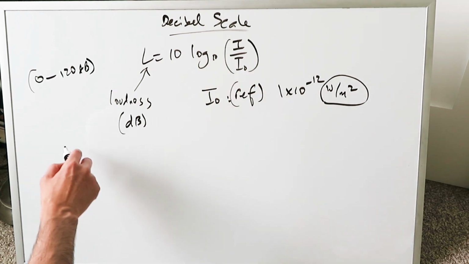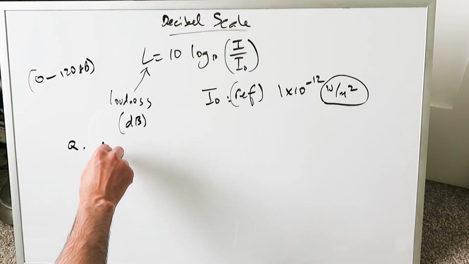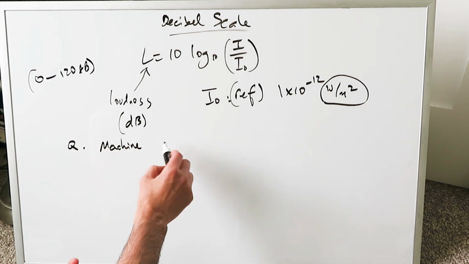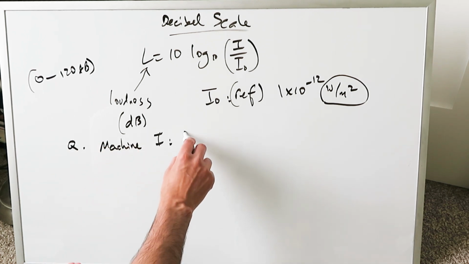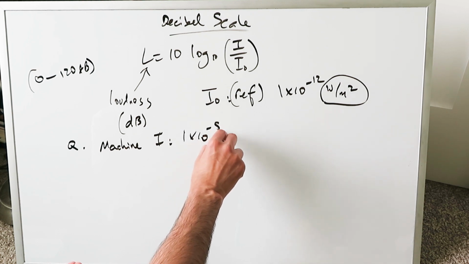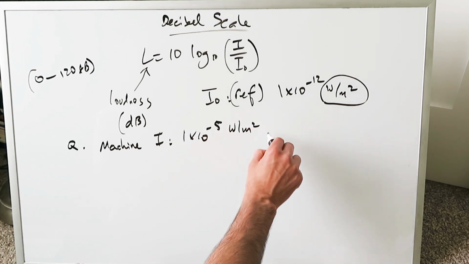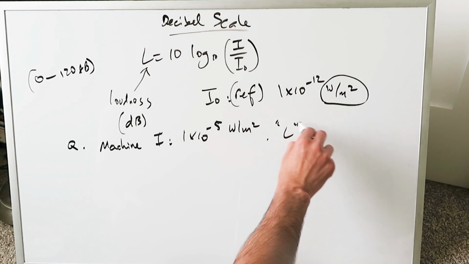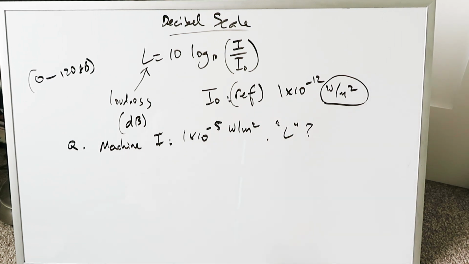We have a certain machine. How about this as our first question? A certain machine makes a noise, and that noise has an intensity of 1 times 10 to the minus 5 watts per meter squared. We have to find the loudness. What is the loudness of this machine with regards to the perception of the human ear?